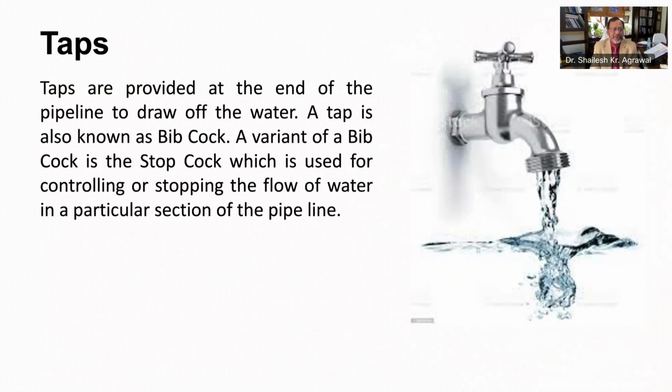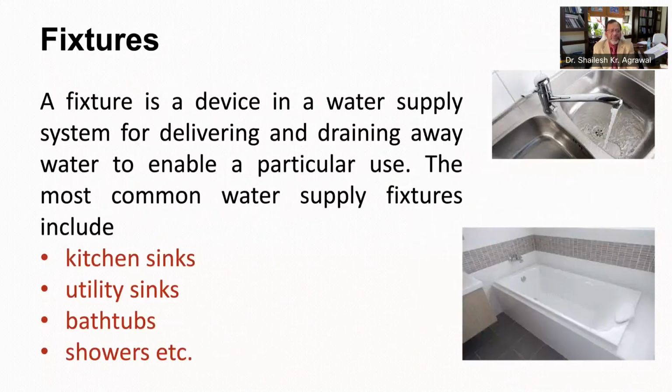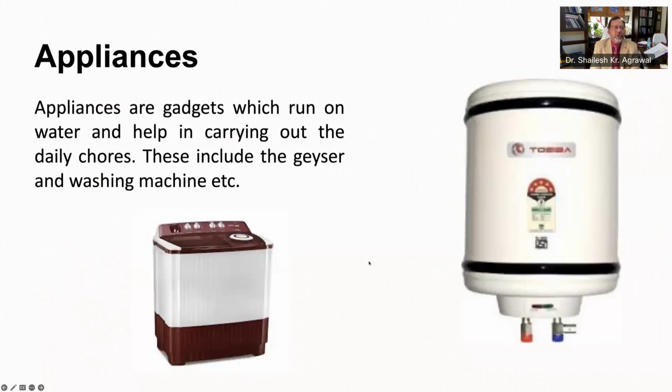Taps are provided at the end of the pipeline to draw off the water. A tap is also known as bibcock. A variant of a bibcock is the stopcock, which is used for controlling or stopping the flow of water in a particular section of a pipeline. A fixture is a device in a water supply system for delivering and draining away water to enable a particular use. The most common water supply fixtures include kitchen sinks, utility sinks, bathtubs, and showers. Appliances are gadgets which run on water and help in carrying out daily chores. These are geysers, washing machines, etc.